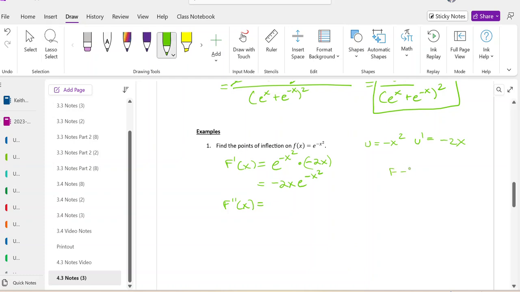So f would be negative 2x. G would be e to the negative x squared. So f prime would be negative 2. G prime would be negative 2x e to the negative x squared.